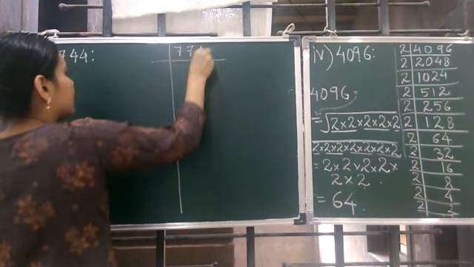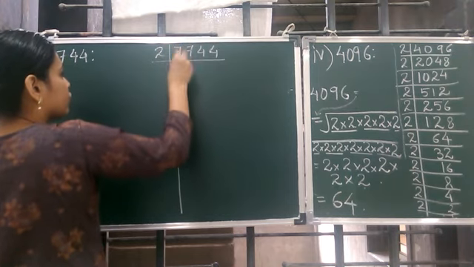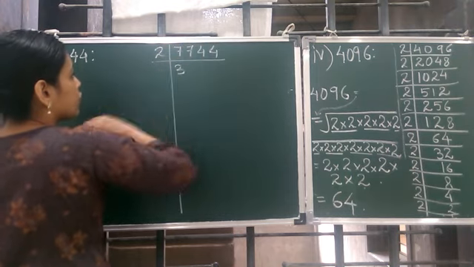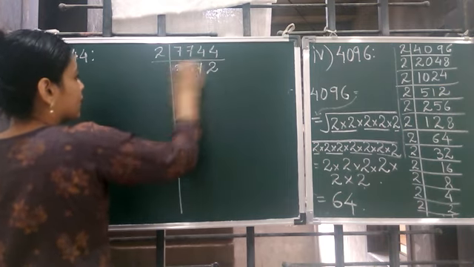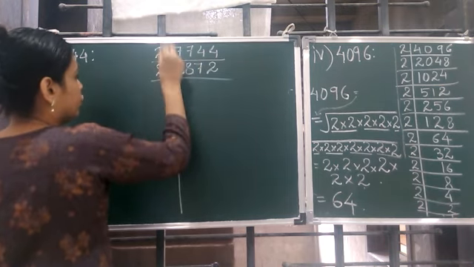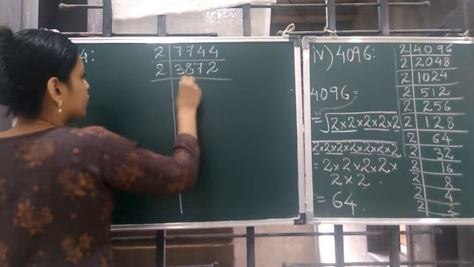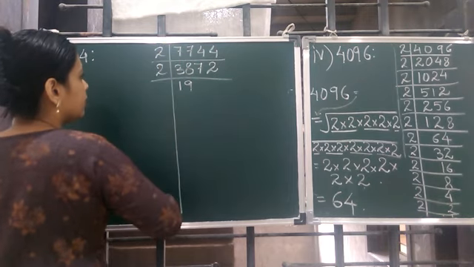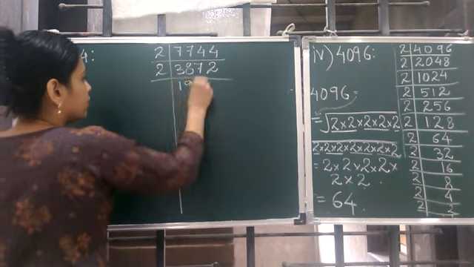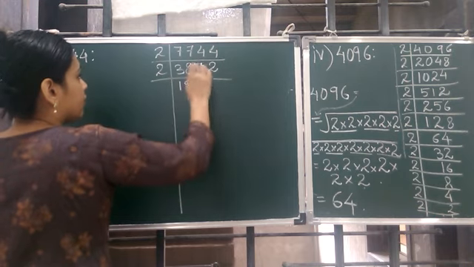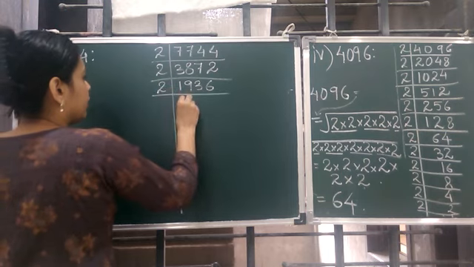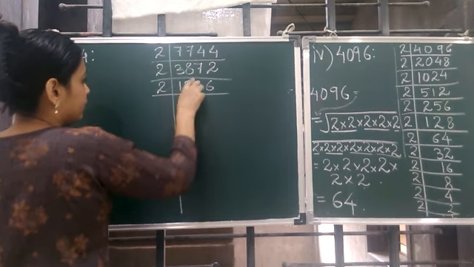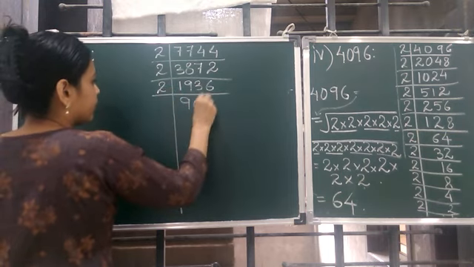You can see the last digit is even, so we start with 2. 2 3s are 6, 2 8s are 16, 2 7s are 14, then 2 once again. 2 1s are 2, 2 9s are 18, 2 3s are 6, and 2 6s are 12. Again, 2 9s are 18, 2 6s are 12, 8.